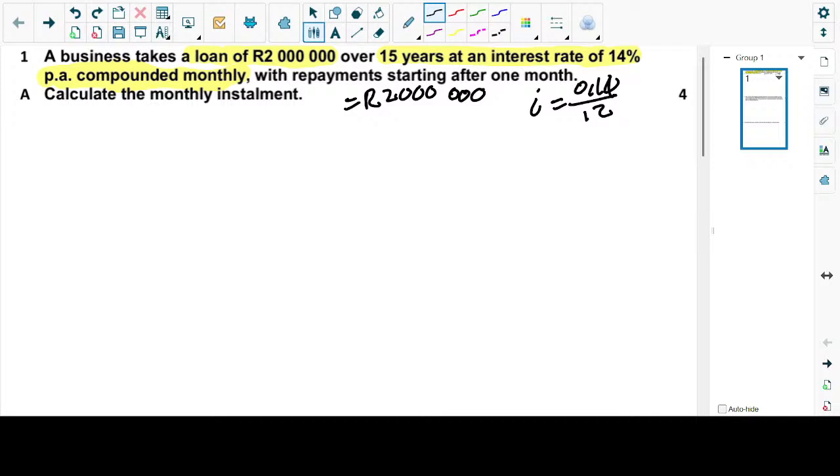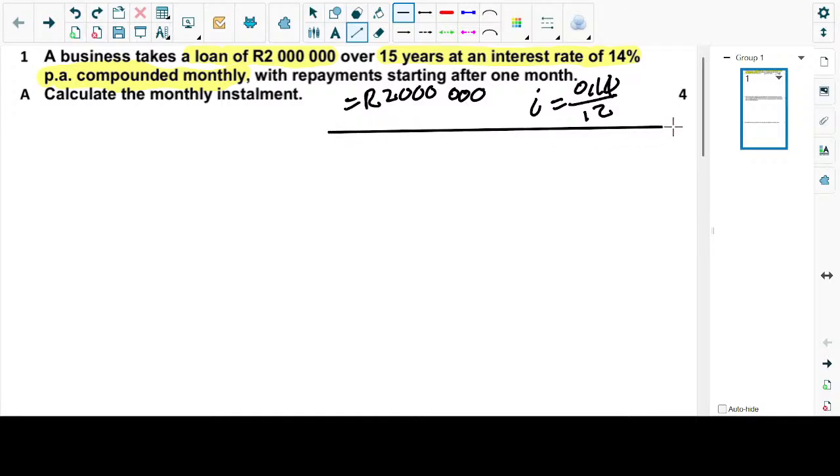Are we drawing a timeline? Yeah, let's just draw a timeline to show them what we have at T0. And then we're not going to pay at T0, we're going to start paying at T1. Okay, here's our timeline. We start at T0. Now we're just trying to show them that we're going to start paying at T1.